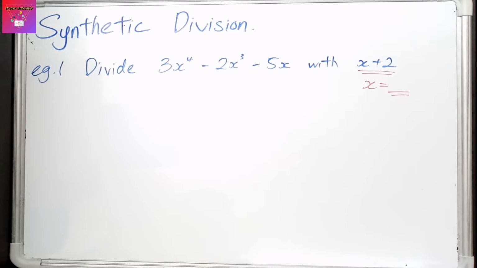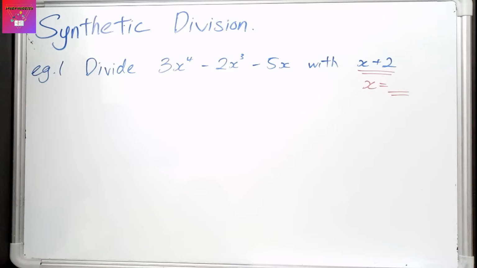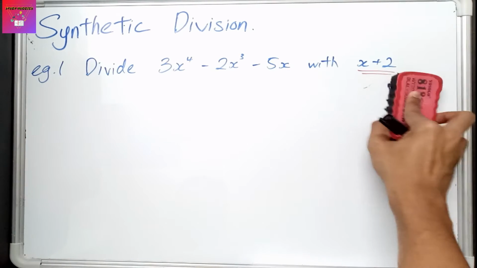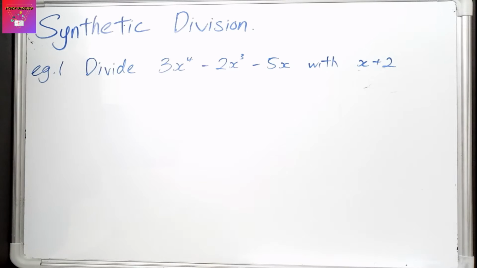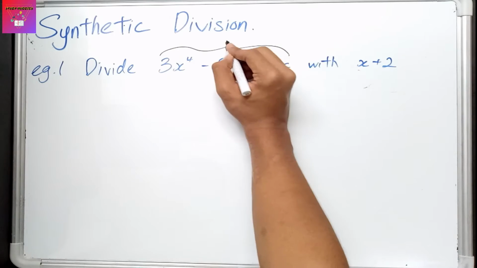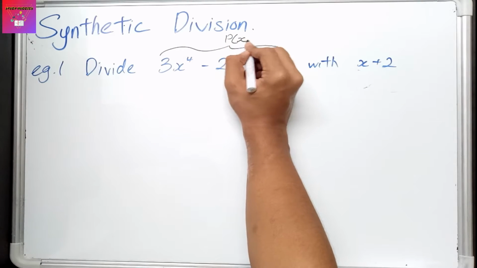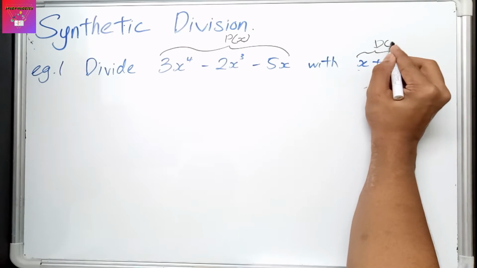We have a question: divide 3x to the power of 4 minus 2x cubed minus 5x by x plus 2. How are we going to solve this with synthetic division? First, identify the dividend and the divisor. This is the dividend, and as mentioned before, this is the divisor.